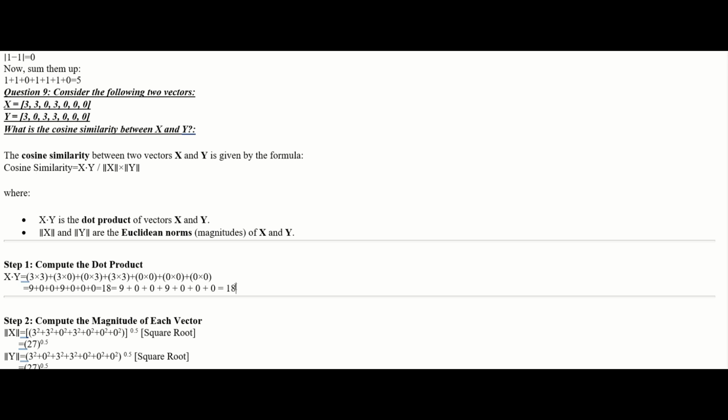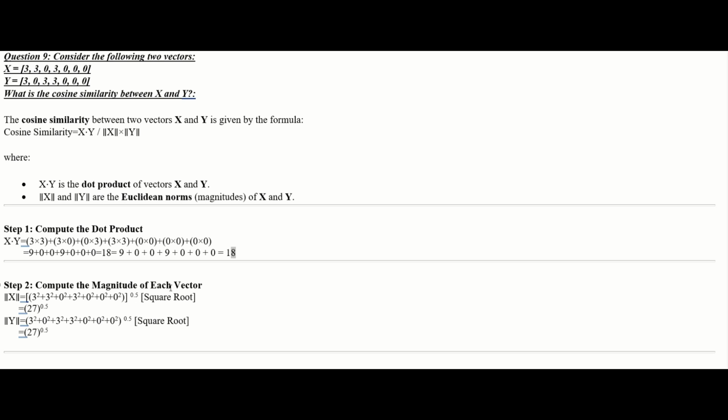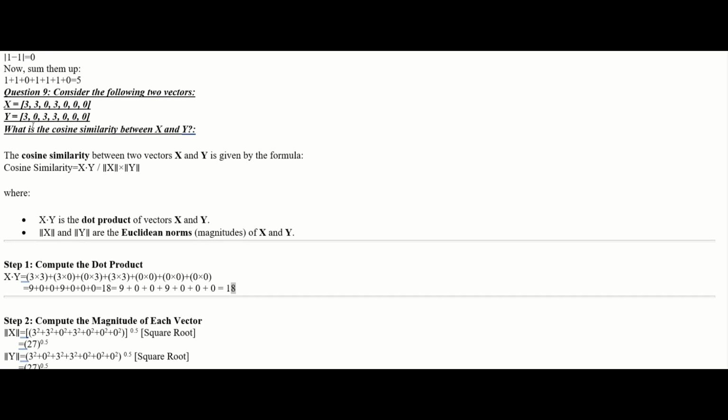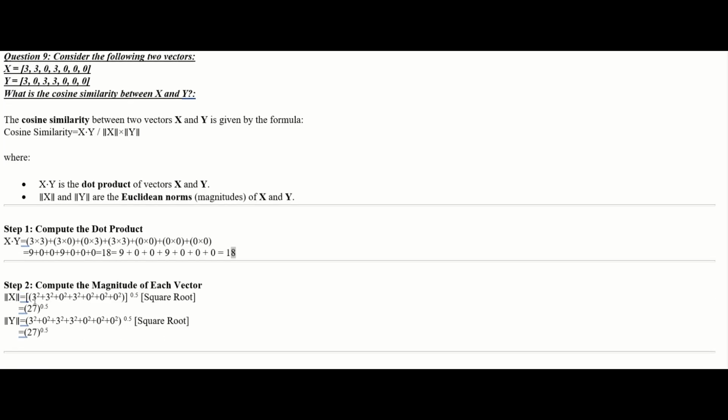Now compute the magnitude of each vector. So it is the square root of the sum of squares of each value: 3 square plus 3 square plus 0 square plus 3 square plus 0 square, raised to 1 by 2, so 0.5. Similarly for y, and then you put the values in the equation. So cosine is 18 divided by 27 raised to 0.5 into 27 raised to 0.5. So that is approximately 0.667.